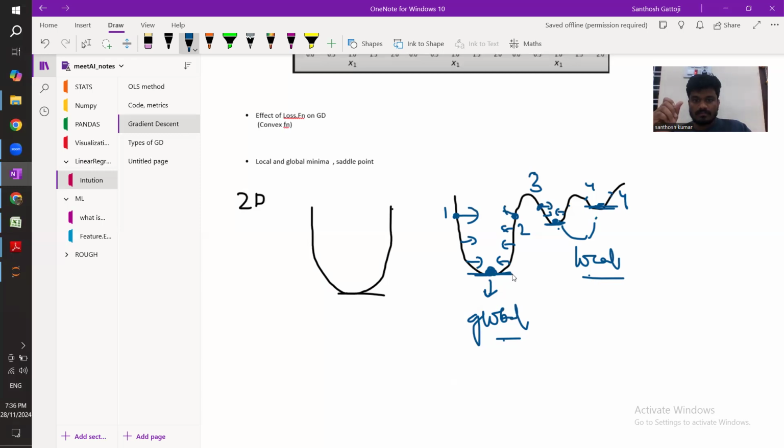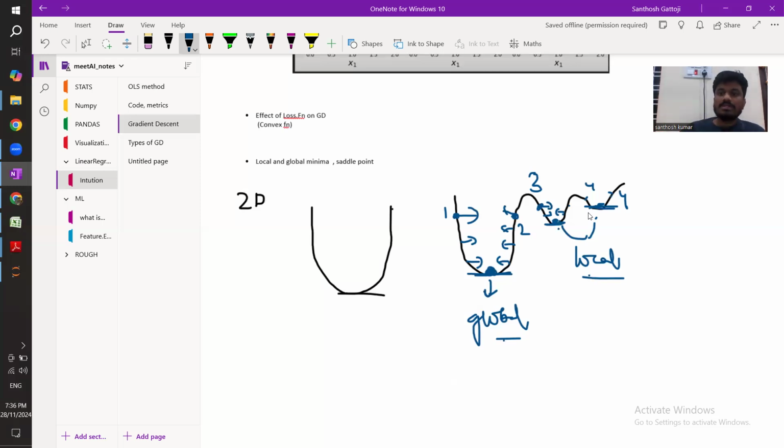Multiple minima. See, multiple minima are there because our loss function is like that. It doesn't know the direction where to settle and in which direction. Yeah, mainly direction only. It doesn't know. Correct.